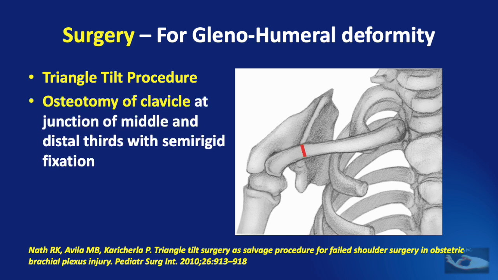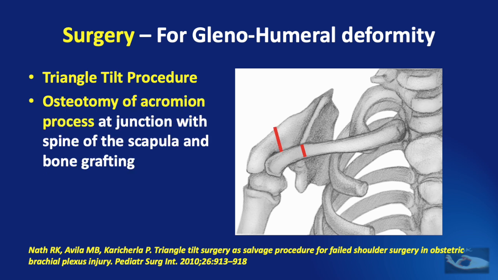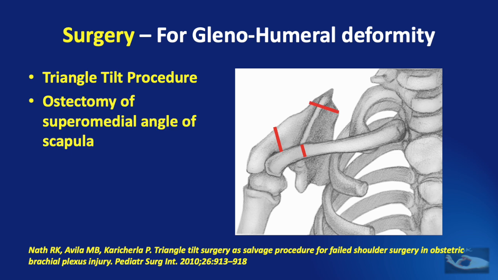So to correct this problem, osteotomy of the clavicle is done at the junction of the middle and distal thirds with a semi-rigid fixation to prevent a non-union. Osteotomy of the acromion process is done at its junction with the spine of the scapula, and bone grafting is also done. And finally, osteectomy of the superomedial angle of the scapula is done.